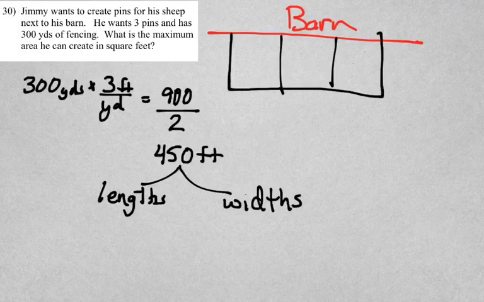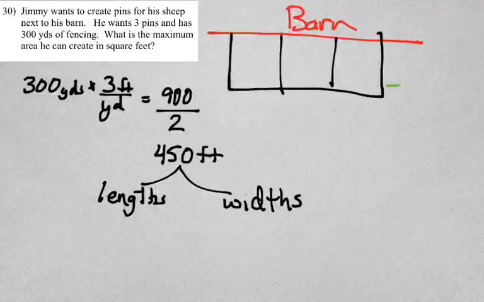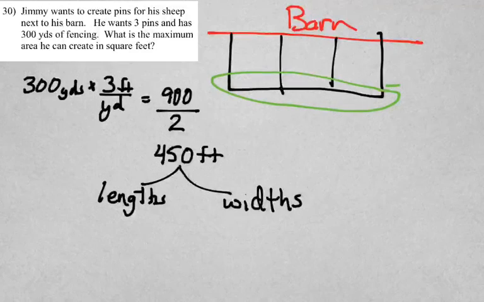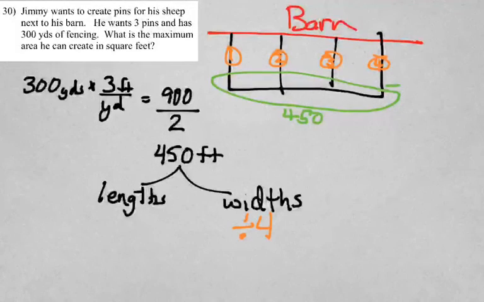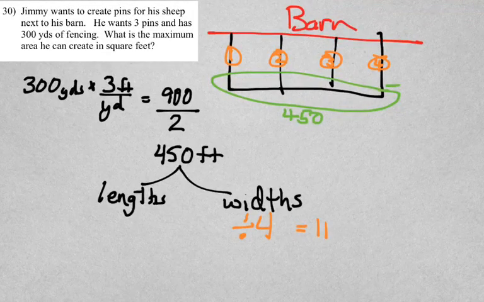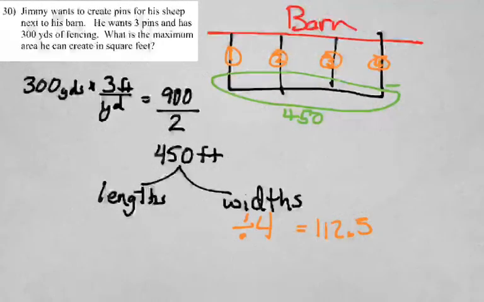So in this barn, if I look back at it, I only have one that goes this direction. So that's only going to be one of those. That means that's going to get the whole 450. But on my widths, I have 1, 2, 3, 4. And so I need to divide it by 4 to get that width measurement. So 450 divided by 4 gives me 112.5 for my fencing width.